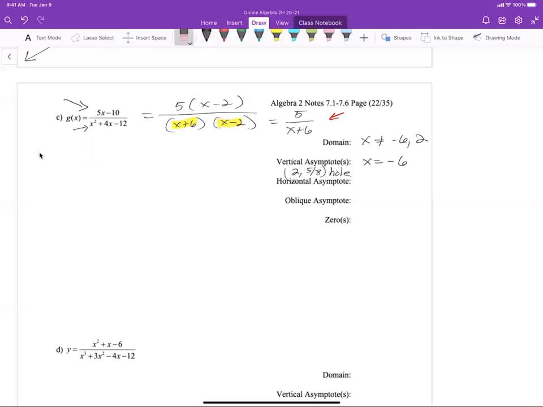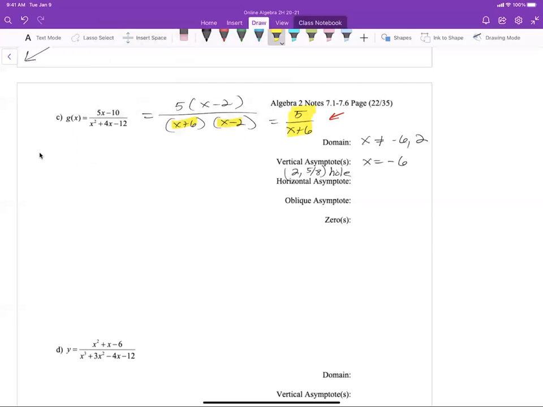If I plugged in +2, 5 times 2 is 10, minus 10, I have a 0 in the numerator and I have a 0 in the denominator. And so that's why we needed to evaluate what happened to my function in simplified form when x is approaching +2, and we have a hole.